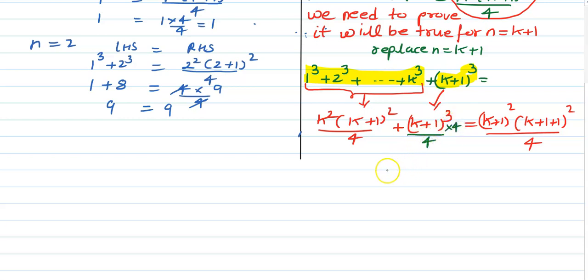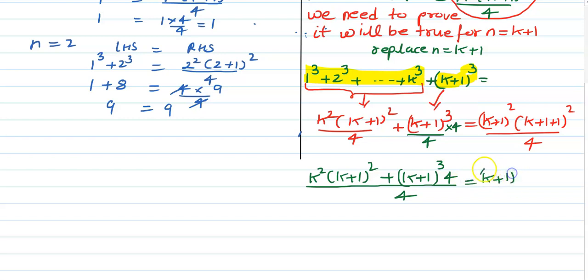Is that okay? Yeah. So common denominator, what is the advantage? So we got k square, (k plus 1) square, and (k plus 1) cube, which is multiplied by 4 and divided by 4, and on the right hand side we have (k plus 1) square, and it is (k plus 2) whole square over 4. Is that okay? Okay. Now you see 4 is here, 4 is here.